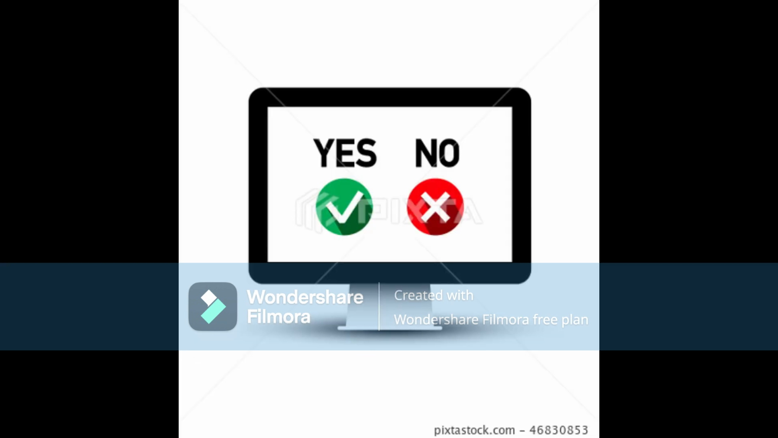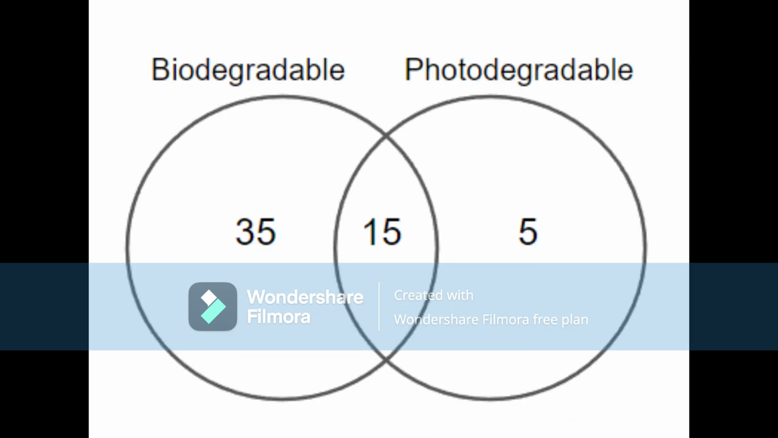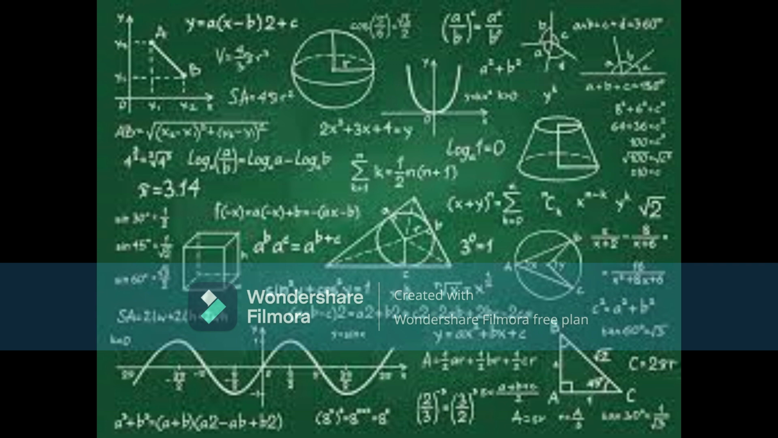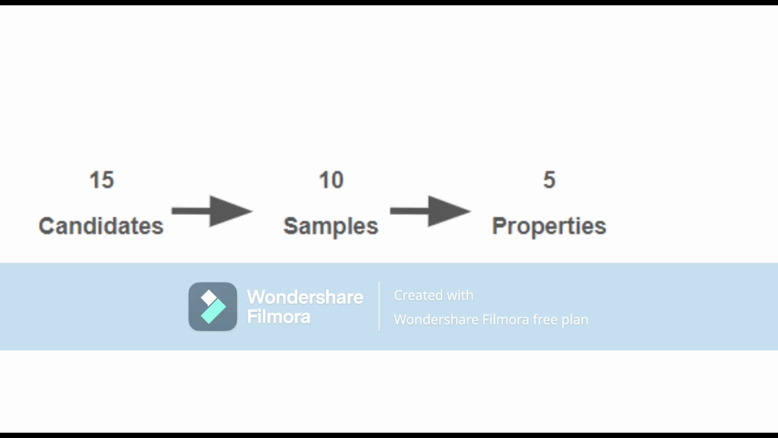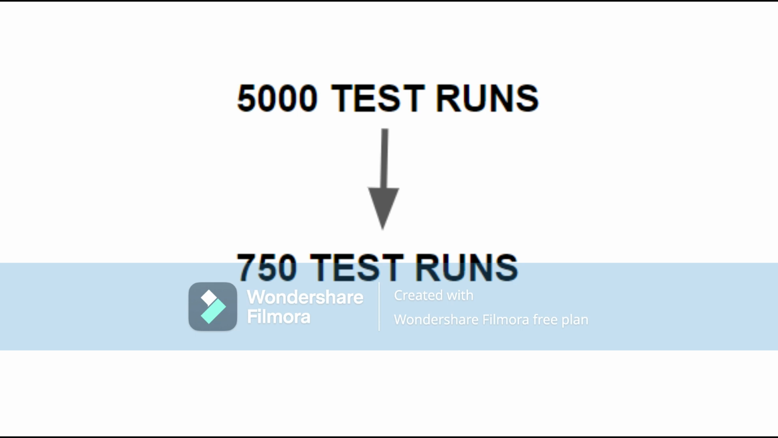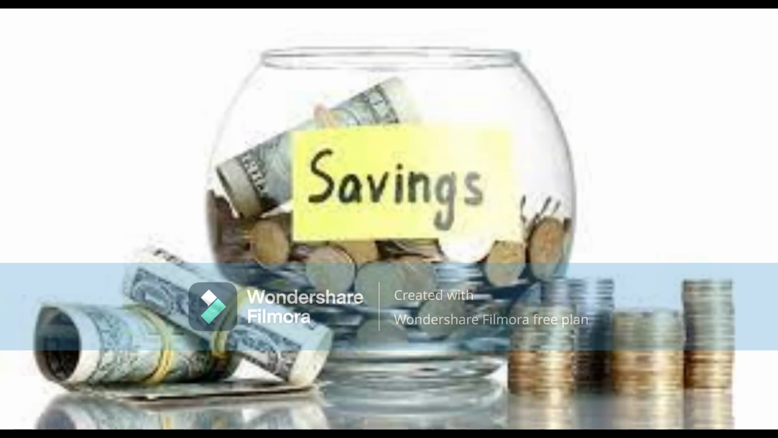Let's say that you developed a biodegradability model that with 90% accuracy can predict whether the material is biodegradable or not. You also develop a similar photodegradability model. You then use your models on 100 plastics you're trying to test and see that only 50 of them are biodegradable and 20 are photodegradable, with 15 of them overlapping between the two. The math becomes as follows. You test 15 materials times 10 samples times 5 possible properties. Just a quick sort with our modeling brought the number of necessary experimental runs from 5,000 to 750, greatly reducing the cost of our product development.